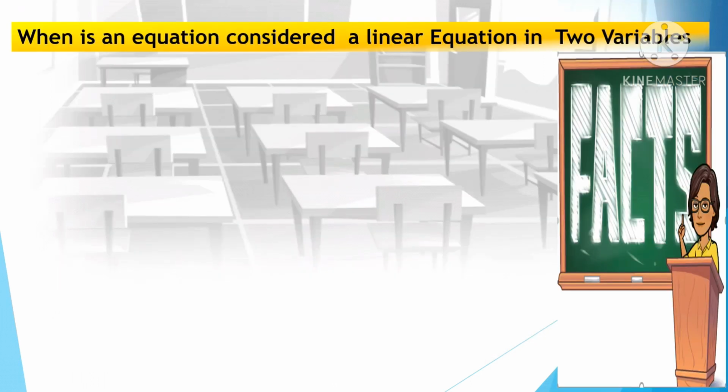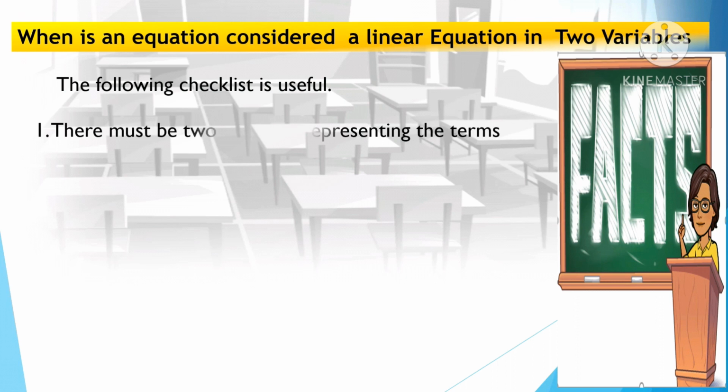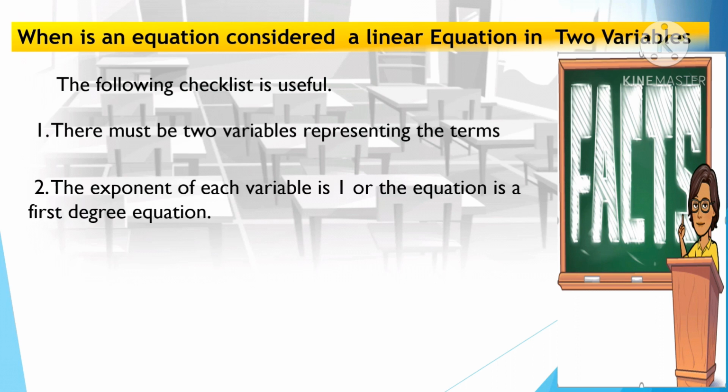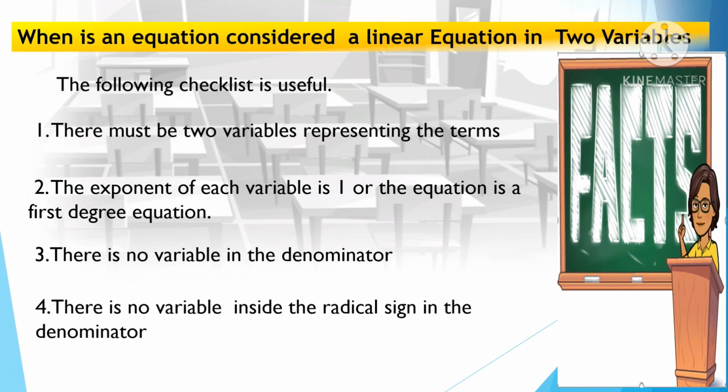When is an equation considered a linear equation in two variables? The following checklist is useful. Number 1, there must be two variables representing the terms. 2, the exponent of each variable is 1, or the equation is a first-degree equation. 3, there is no variable in the denominator. And 4, there is no variable inside the radical sign in the denominator.